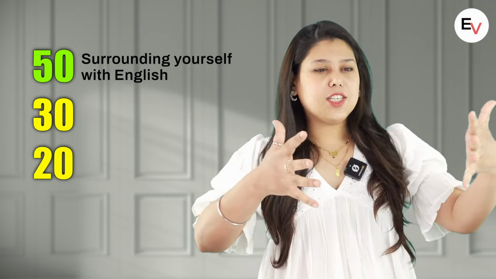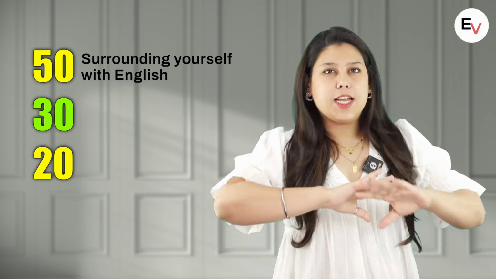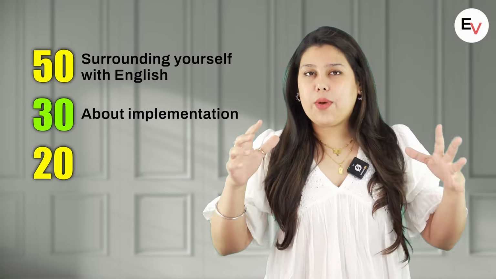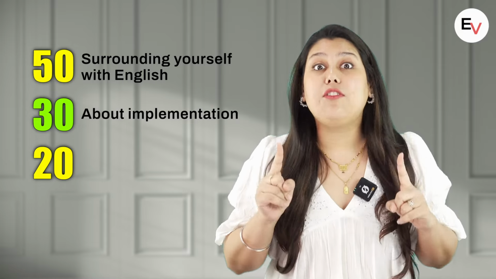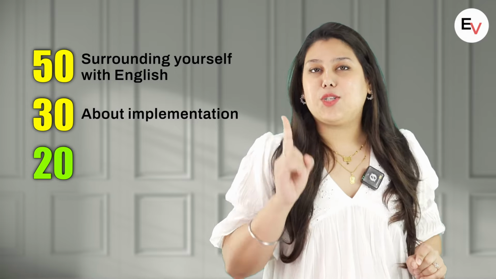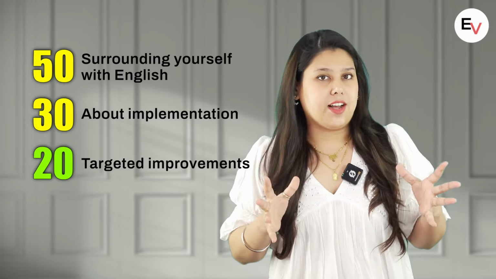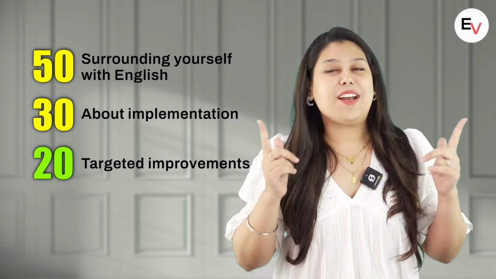This is Vani, and I am sure that you must be thinking, what is this 50, 30, 20 method, right? Don't worry, I will tell you. See, part 50 is all about surrounding yourself with English, immersing yourself in this language so that you can learn a lot of new things. Part 30 is all about implementation, where you have to implement all the knowledge that you have learned earlier so that you know your current level and you know your weak areas. And part 20 is all about targeted improvements. Once you know your weak areas, you can work on those areas accordingly and improve yourself.